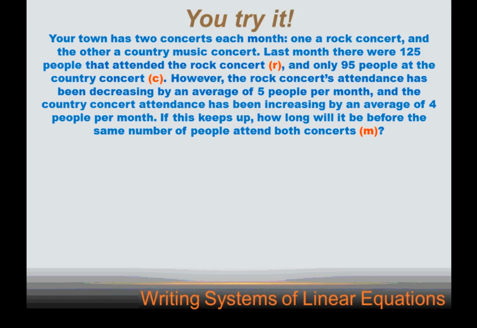Well, there's a lot of words in this problem, which makes it kind of confusing, and it's going to be an algebra solution. So the first thing I did was put in some variables. Let's call the people who attended the rock concert R. R equals the number of people who attended the rock concert. And we'll call C the number of people who attended the country concert. And we'll call M the number of months that go by.